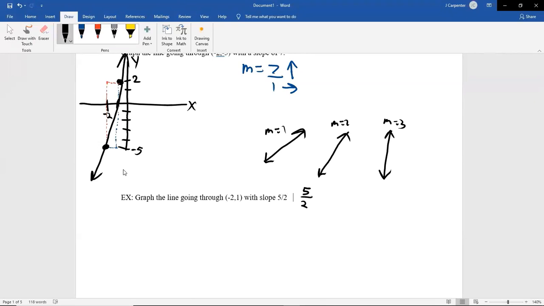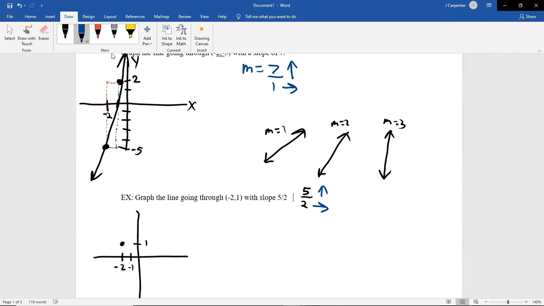Your slope. So we plot our point, which would be -2, 1. So left 2 and up 1. There's our first point, the -2, 1. And then our slope is 5/2. So that's already a fraction, so we don't have to change anything. The bottom tells us how far right to go, and the top is up or down.